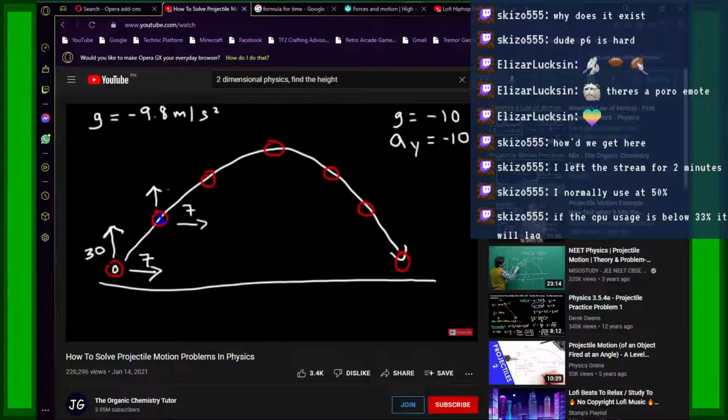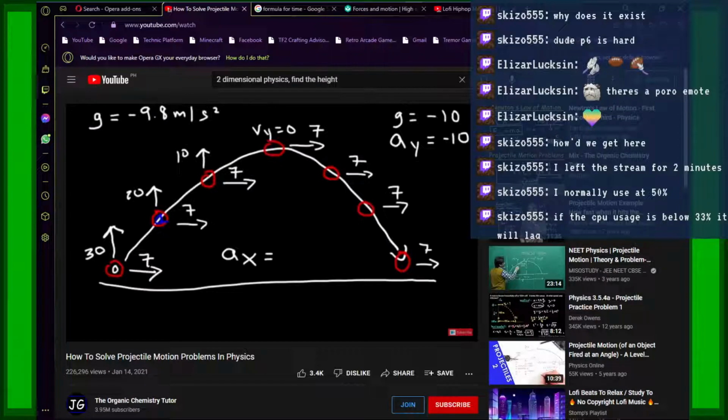So 1 second later, it's going to be 20. 2 seconds later, Vx is going to be the same, but Vy is going to be 10. 3 seconds later, Vy is now 0. At the top, it's not going up anymore. You only have horizontal motion, but Vx is still 7. Then Vy becomes negative. But Vx will always remain 7, because Vx is constant, the acceleration in the x direction is 0.